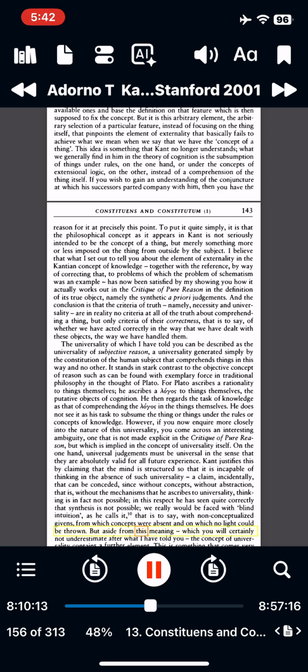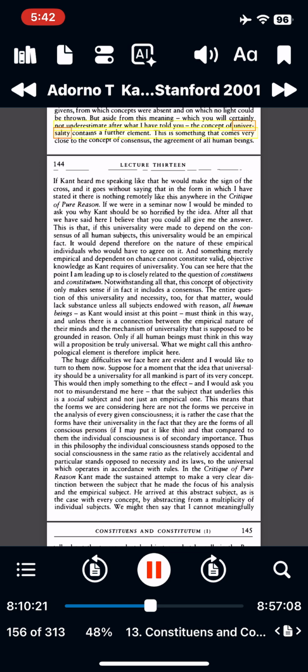But aside from this meaning, which you will certainly not underestimate after what I have told you, the concept of universality contains a further element. This is something that comes very close to the concept of consensus, the agreement of all human beings. If Kant heard me speaking like that, he would make the sign of the cross, and it goes without saying that in the form in which I have stated it there is nothing remotely like this anywhere in the Critique of Pure Reason.